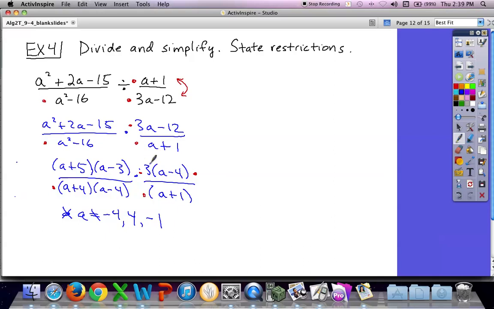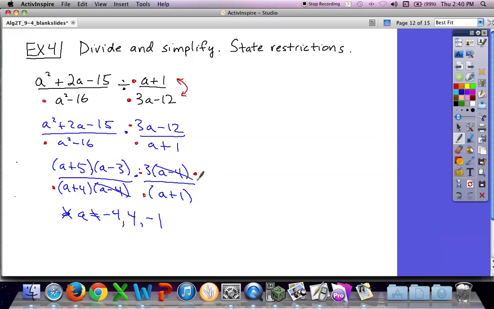This 3 is not a source of a 0, right? There's no variable there. It equals 3. It can't equal 0. So that's not a source. Don't write down 3 or anything like that. It's not a variable. Okay, now we can cancel what we can cancel. And it's not a lot.